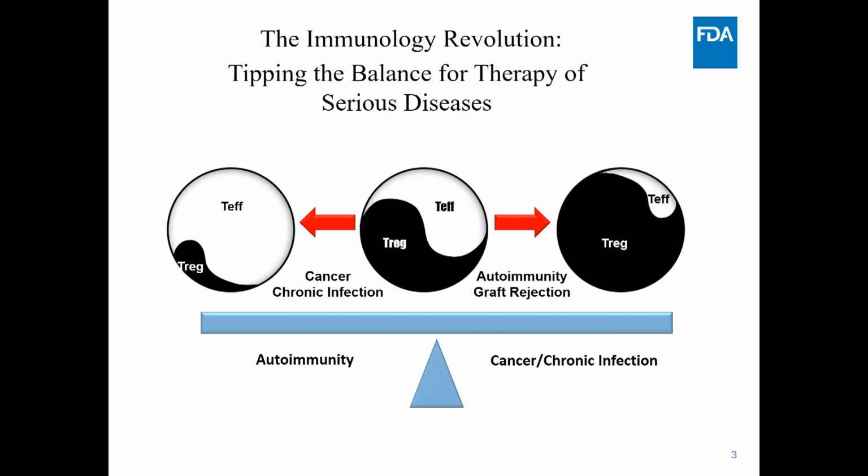I think we've all come to realize that we are at an unprecedented time in history in terms of being able to manipulate the immune system. On the one hand, to treat cancer and chronic infection by maximizing effector function, minimizing regulatory function, and on the other to treat autoimmunity and graft rejection by doing quite the opposite, maximizing regulatory pathways and minimizing effector pathways.